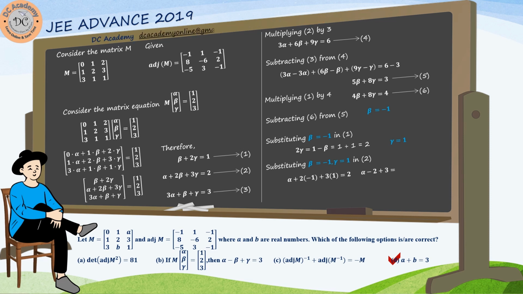Here I can see that by simple arithmetic calculation, alpha minus 2 plus 3 equal to 2, and alpha will be equal to 1. So you obtain the values of alpha, beta and gamma. Therefore we can see that alpha minus beta plus gamma is equal to 3, and that's why option B is also the correct option.